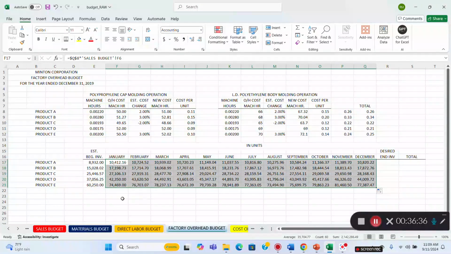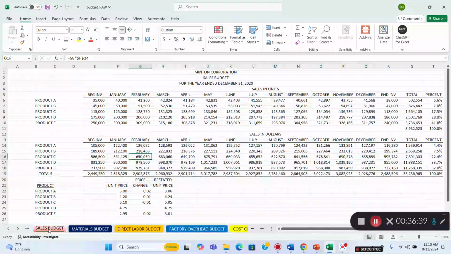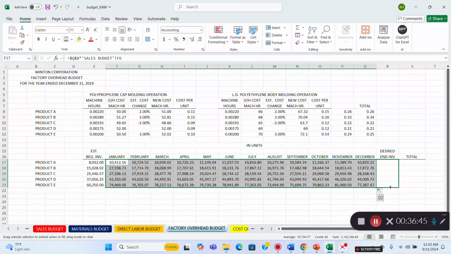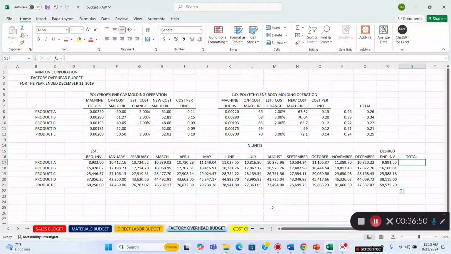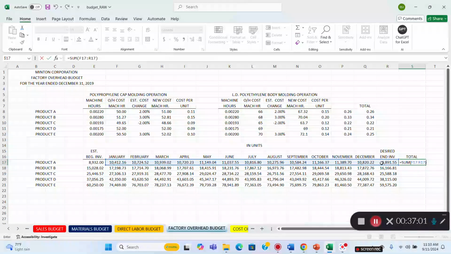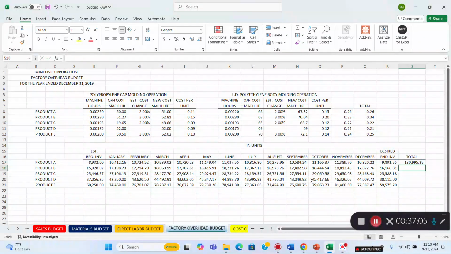I'm not sure. Let me go back to the sales. I think we could probably do it. Yeah, I can do it with the ending inventory as well. So I'll bring it one more time. Okay. And now my total, of course, is going to be equal to the sum of January through the desired ending inventory minus the beginning inventory. Boom. And then drag this down.